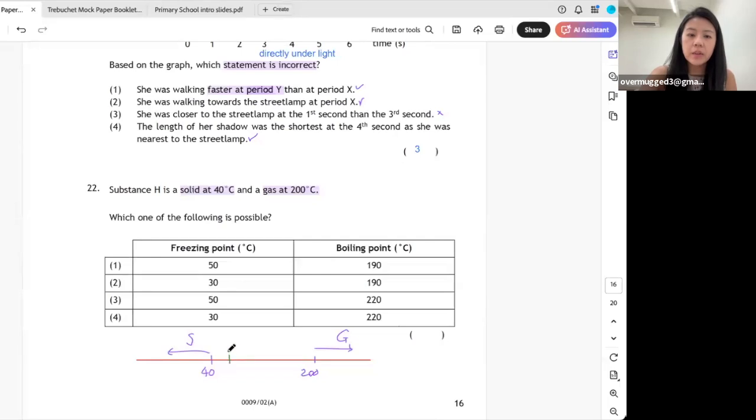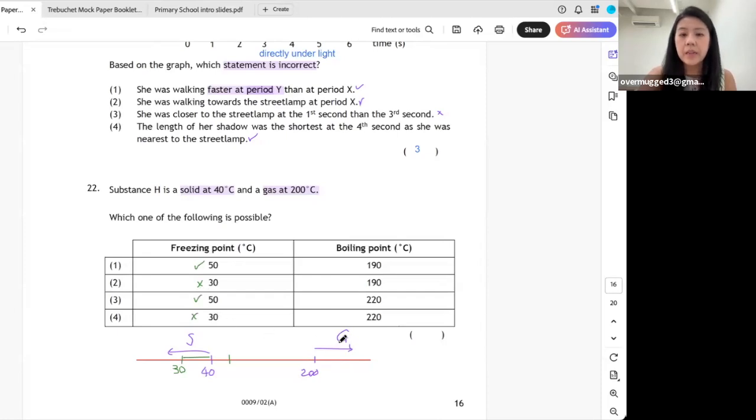Okay, so can this be a solid? Is it possible that the freezing point is at 50? There is a possibility because I don't know what happens before this, okay? But if you say that the freezing point is 30, let's say 30 is over here. This is the point where it changes from liquid to solid. So if you tell me that the freezing point is 30, you're telling me that anywhere along here, it still has to be a liquid, and then it changes into a solid below 30 degrees Celsius. So this freezing point at 30 degrees Celsius is not possible, which leaves us with either option 1 or 3.